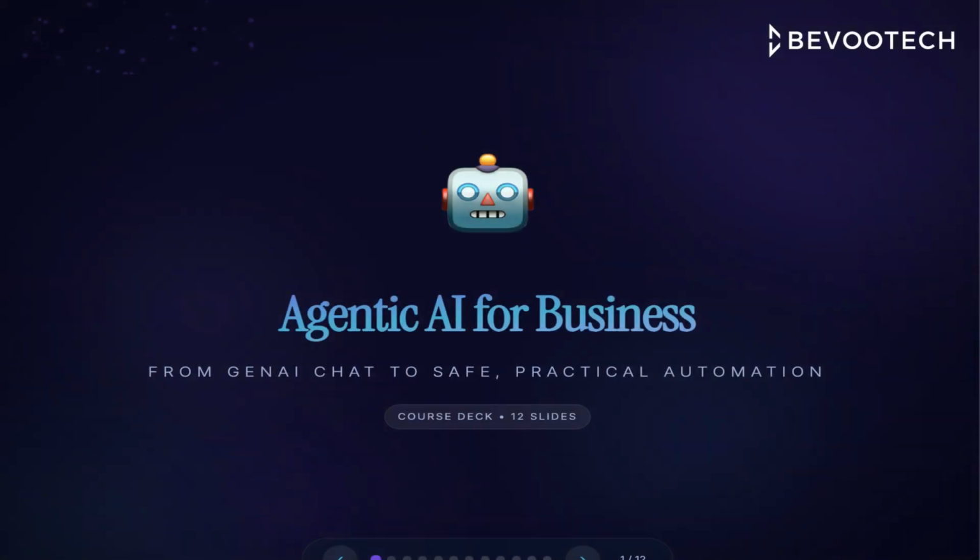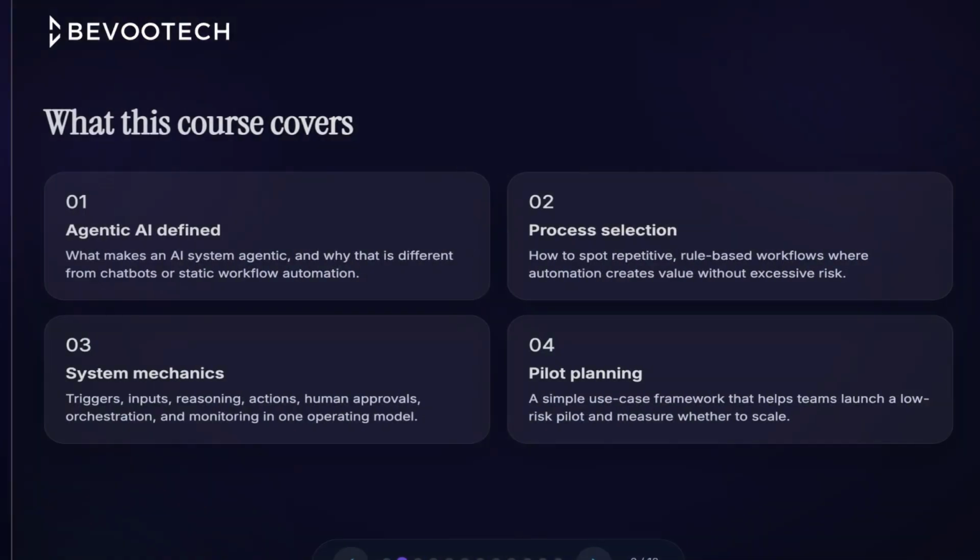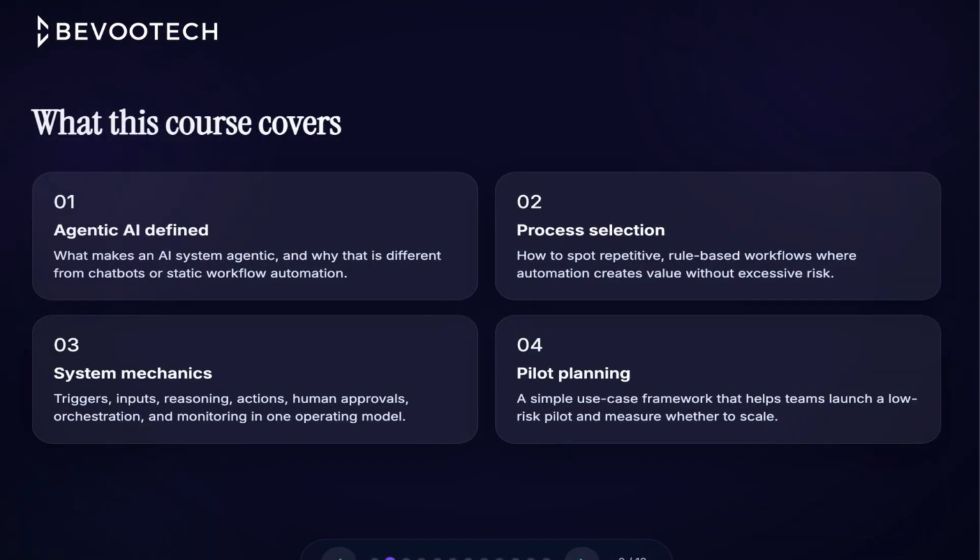From generative AI chat to safe, practical automation. This video covers four main areas: defining Agentic AI, process selection, system mechanics, and pilot planning. We'll explore what makes an AI system agentic, how to spot rule-based workflows, the role of triggers in monitoring, and a framework for launching a low-risk pilot.